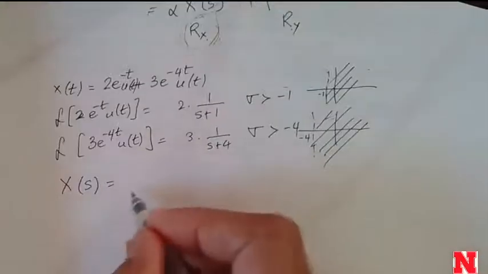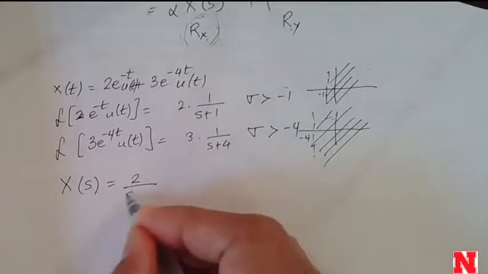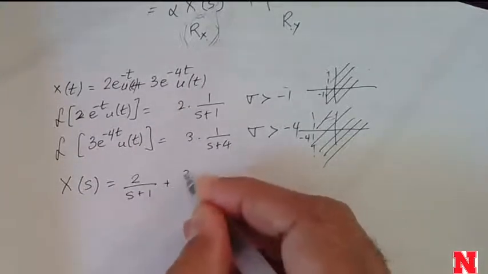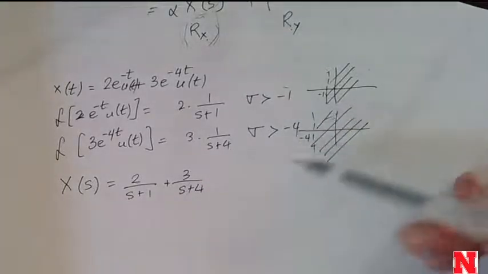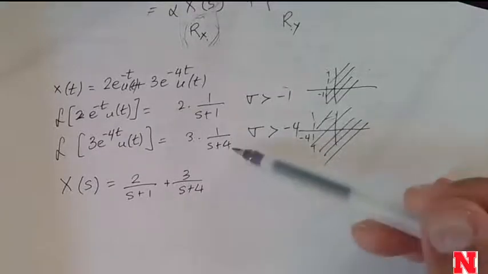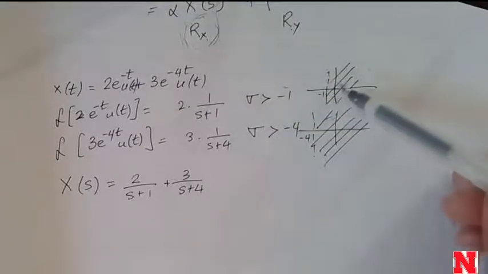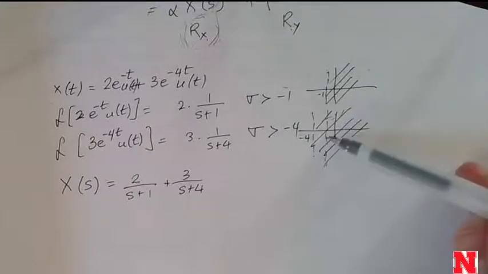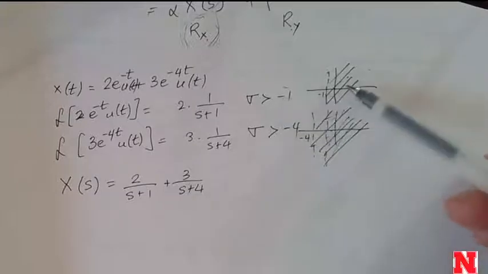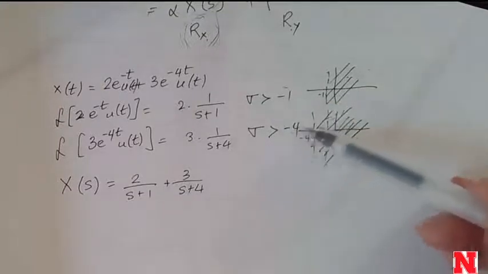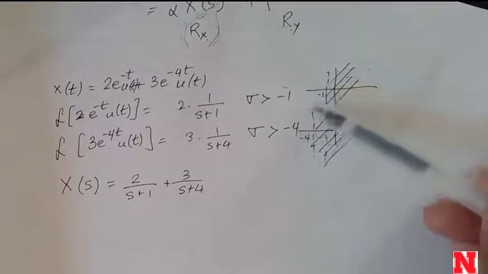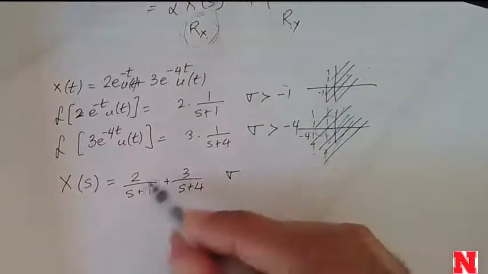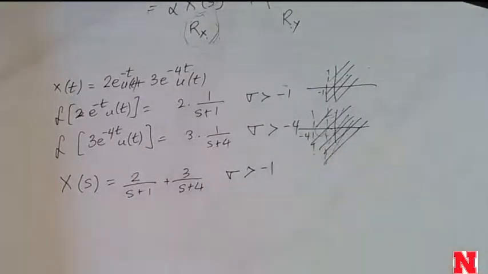So X of s is equal to 2 over s plus 1 plus 3 over s plus 4, as long as the region that we're talking about is one in which this converges and this converges. Well, they both converge in this region, right? For sigma greater than minus 1, this one converges, clearly, and so does this one. It also converges in this area, but this one doesn't converge in that area, so I can't have that. So the region of convergence for the sum is going to be sigma greater than minus 1.